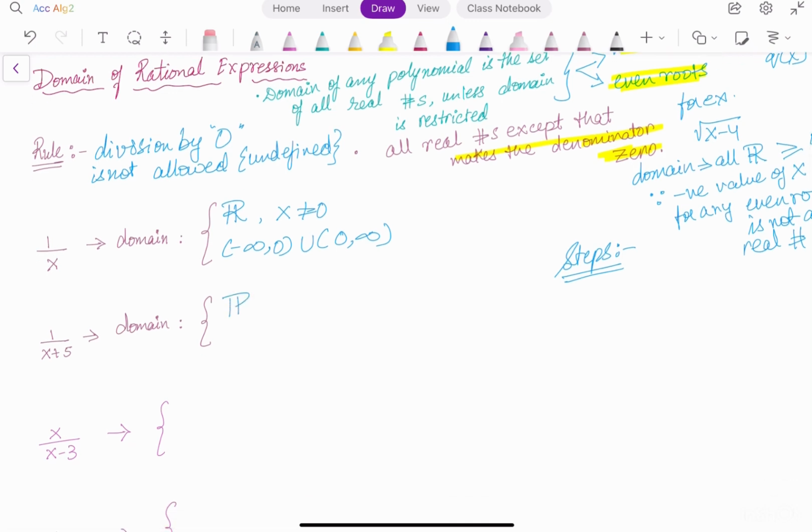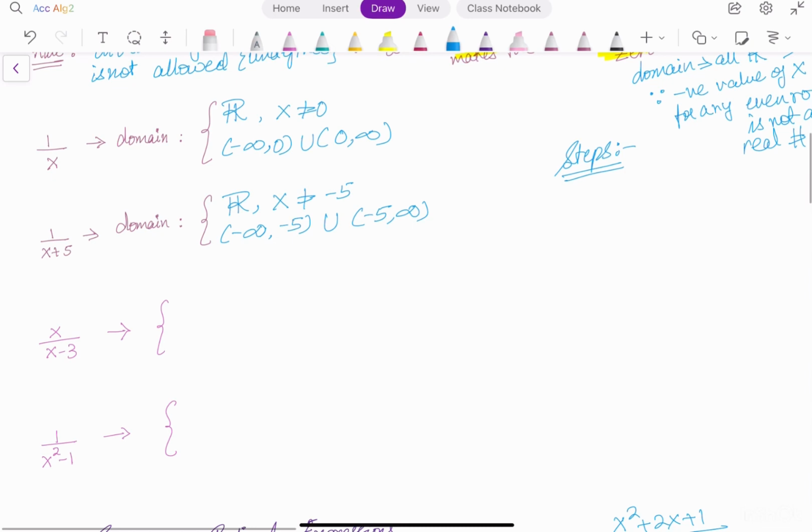Another example, 1 over x plus 5, all real numbers, but x cannot be negative 5. Anything on the right or on the left of negative 5 will work. So this is how I can write my interval notation. Remember, infinity and negative infinity are always open intervals, and negative 5 is also an open interval because negative 5 is not included. Now in this case, all real numbers except 3. So I can write my interval notation again, the same thing.